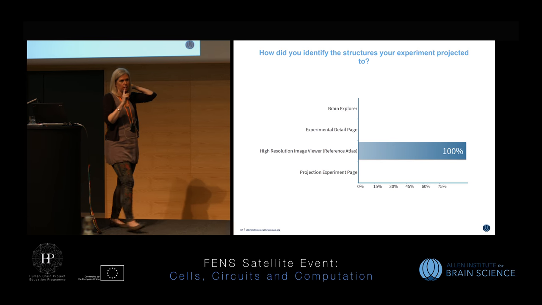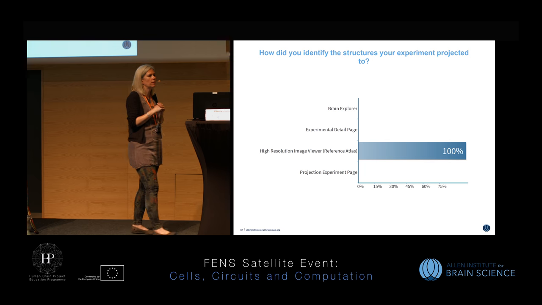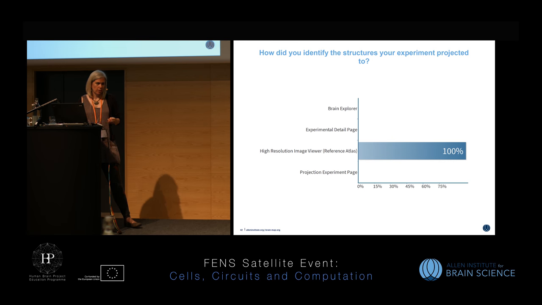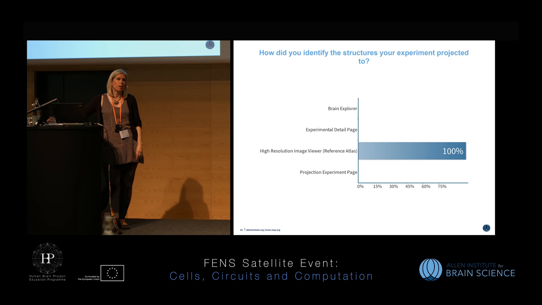How did you, playing around on the atlas, identify the structures that your experiment projected to? So the tool that I had you download was the three-dimensional expression atlas, or the three-dimensional viewer. So this is what a connectivity experiment looks like inside of it. You may not be able to open this up right now, especially if you hadn't downloaded the atlases, but this is what the experiment looks like.